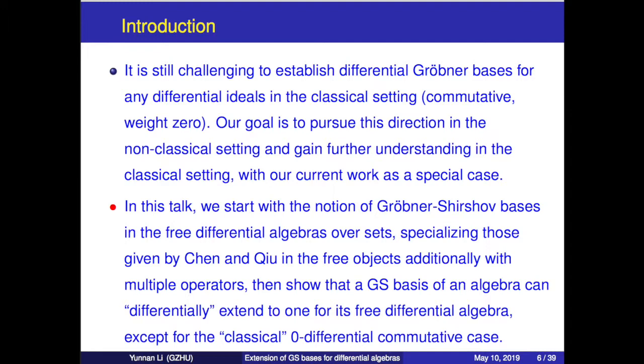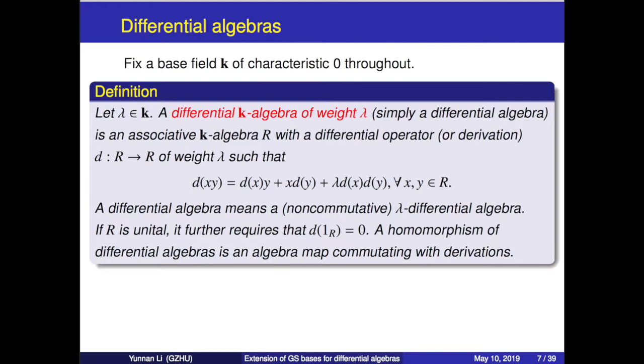Okay, then we begin with the content. First, we record some notations and definitions. A differential algebra is just an associative algebra with a differential operator, or called derivation, satisfying the following Leibniz rule. A differential algebra here means a non-commutative differential algebra of weight lambda. In particular, if the associative algebra R is unital, then we further require the differential operator to vanish on the unit.